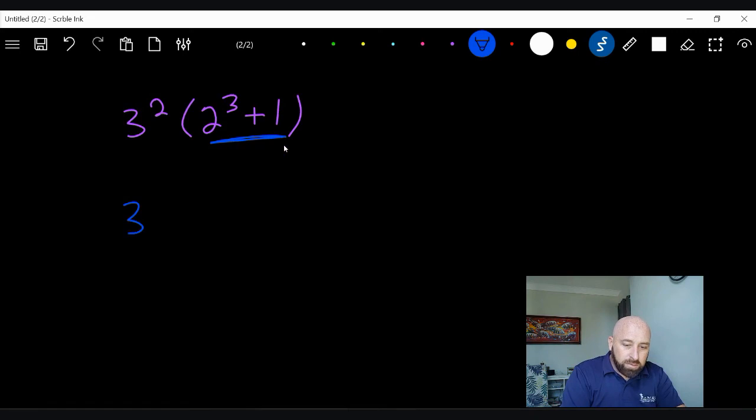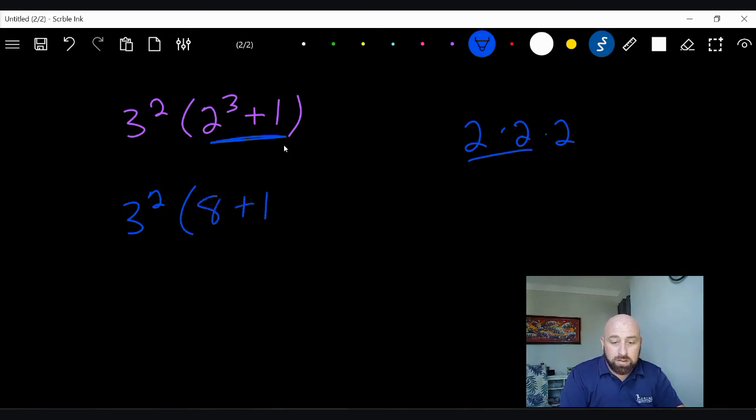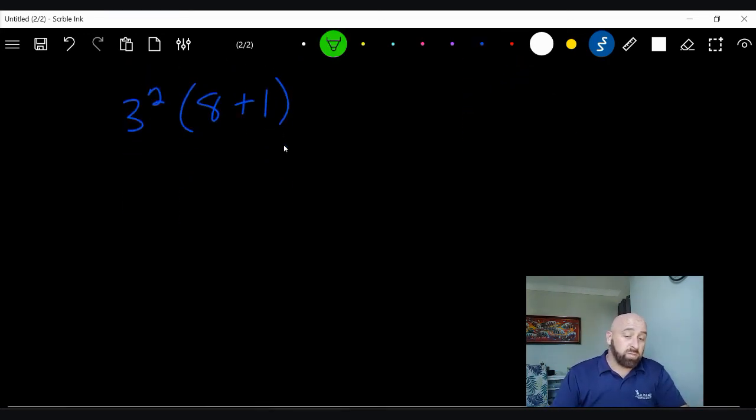So let's do 3 squared outside, parentheses, and let's start solving the inside. 2 cubed. What is 2 cubed? 2 times 2 times 2. Okay? 2 cubed is 8. 2 times 2 is 4. 4 times 2 is 8. So 8 plus 1. We didn't even solve the parentheses yet. We're just starting to solve the parentheses. So we still have another step right here with step number 1, parentheses. We have to solve them.